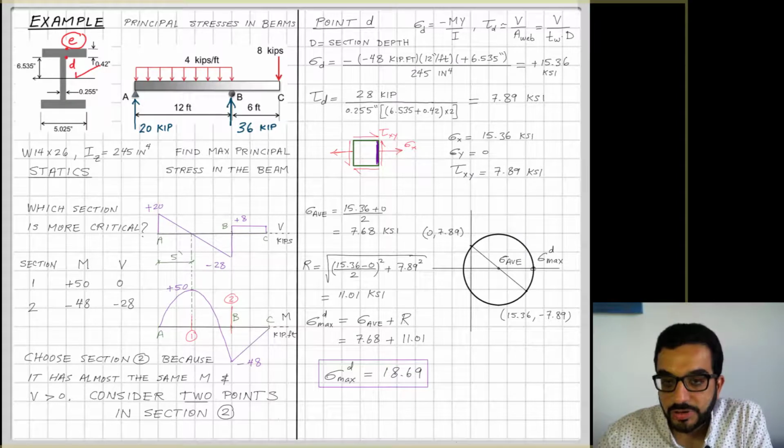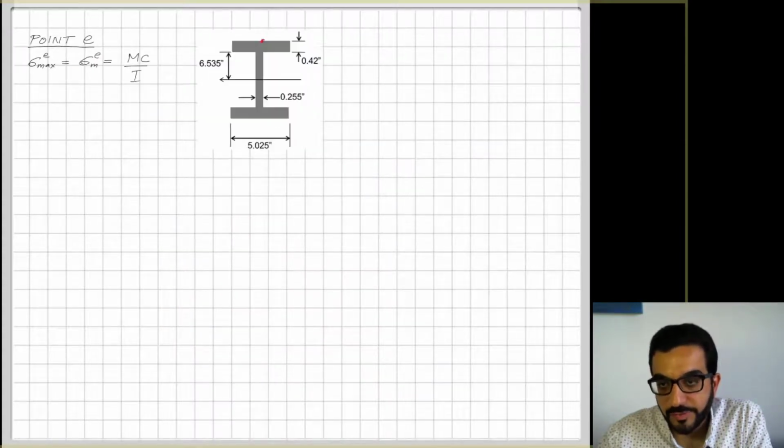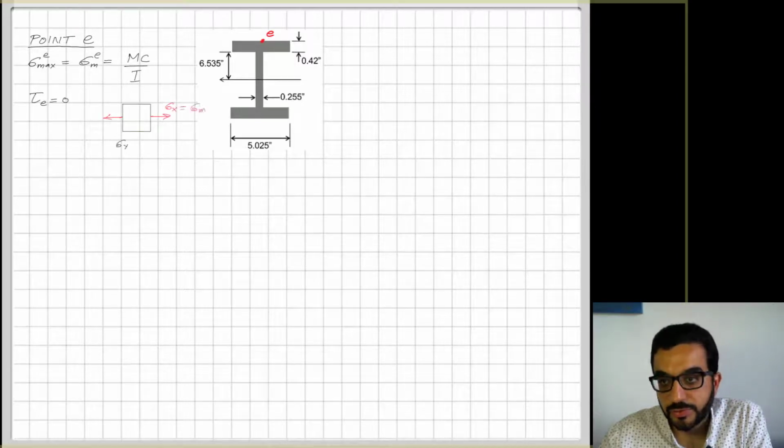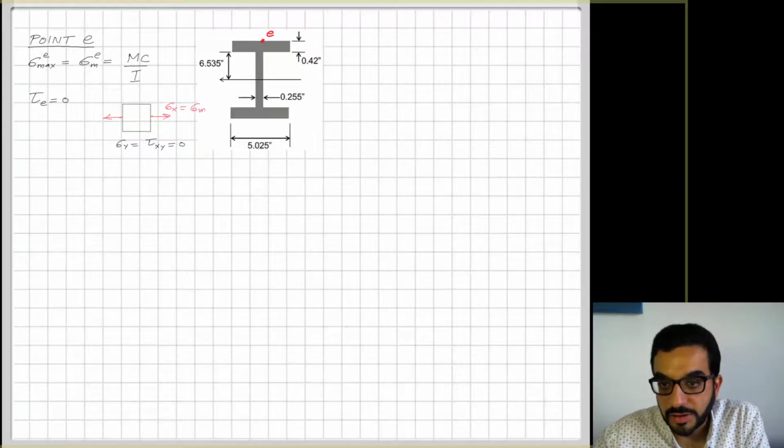Now next would be point E. And point E is at the top of the beam, so it's now at C distance, MC over I. That will be the stress at E. And I know that tau is equal to 0 because Q uppercase, if you think about tau is equal to VQ uppercase over IT, Q uppercase is equal to 0. So that will be the stress block here. Only one stress, sigma x, and sigma x is equal to sigma m at E. Sigma y and tau xy would be equal to 0.